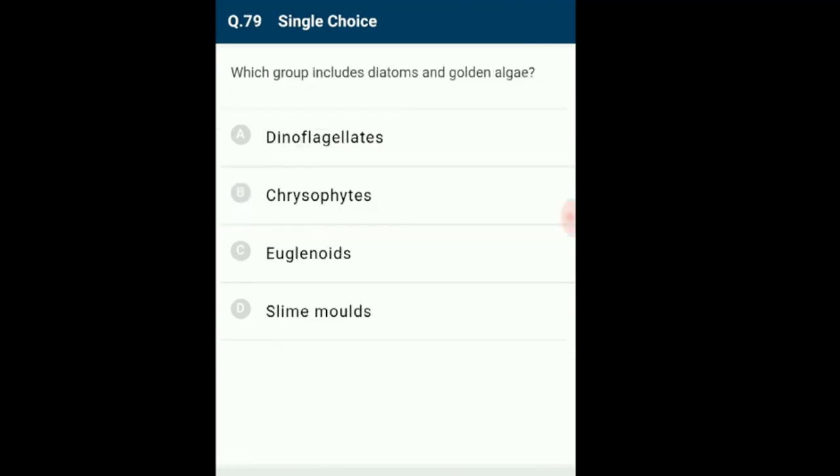Question number 79. Which group includes diatoms and golden algae? According to R.H. Whittaker's five kingdom classification, all unicellular eukaryotes are placed in the kingdom Protista, which is divided into five classes. Diatoms and golden algae are placed in chrysophytes. They are microscopic and float passively in water currents. So the answer is option B, chrysophytes.